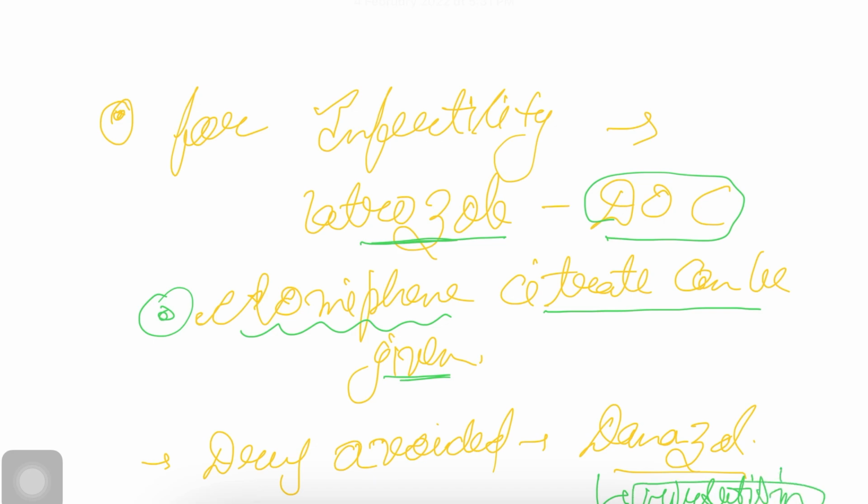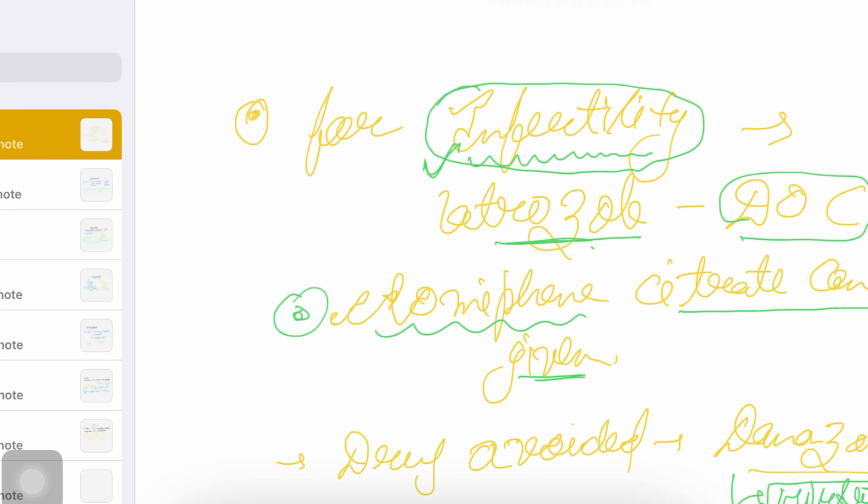And the next thing: OCPs should not be given to those females who want to become pregnant. For infertility, OCP is contraindicated. So we have to see what type of patient is coming to us, what their needs are, and how we should treat them.